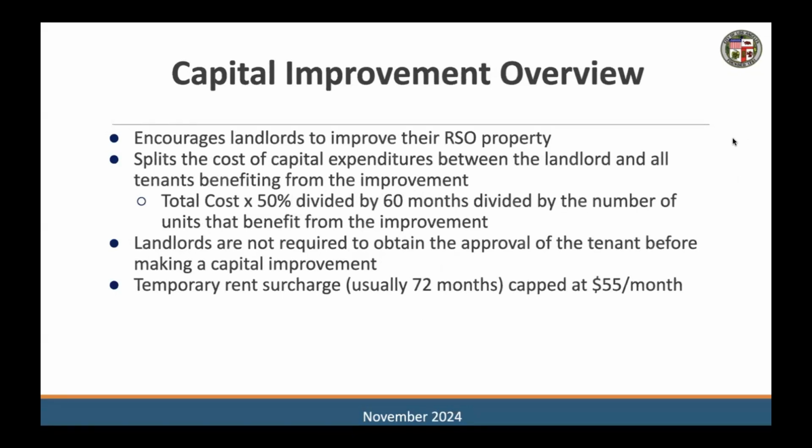The total cost is 50% divided by 60 months, divided by the number of units that benefit from the improvement. And landlords are not required to obtain the approval of the tenant before making a capital improvement. The temporary rent surcharge, usually 72 months, is also capped at $55 a month. Next slide, please.